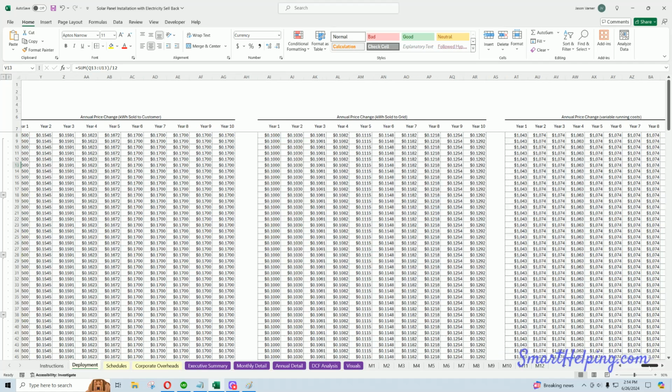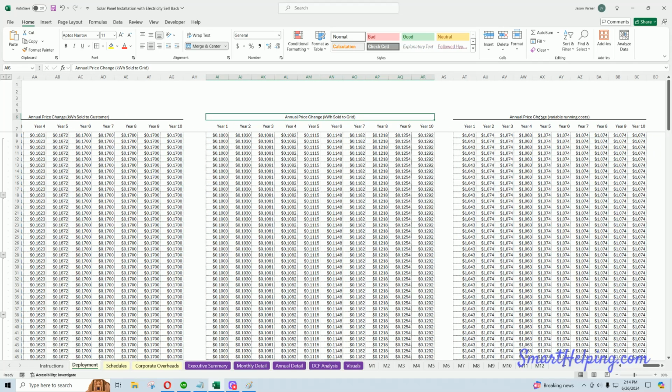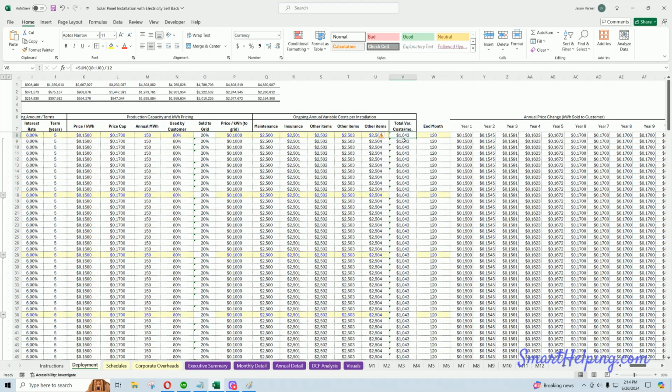Here over to the right is just some calculations to understand how the price per kilowatt hour sold to the customer changes over time, as well as the price sold to the grid, and also the change in your cost for variable running costs, which is this initial starting amount, and how that might change, because these insurance costs could go up over time. Obviously, maintenance might go up over time.